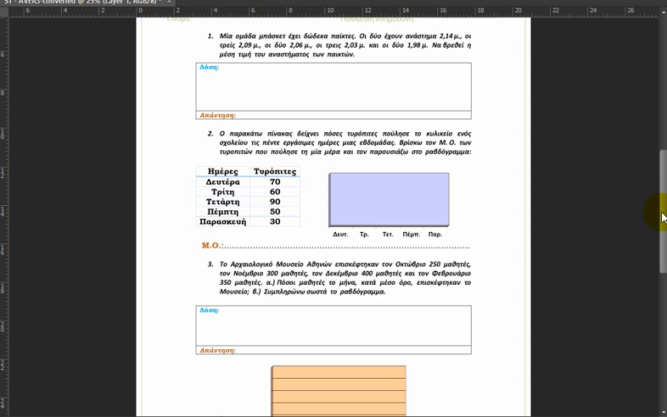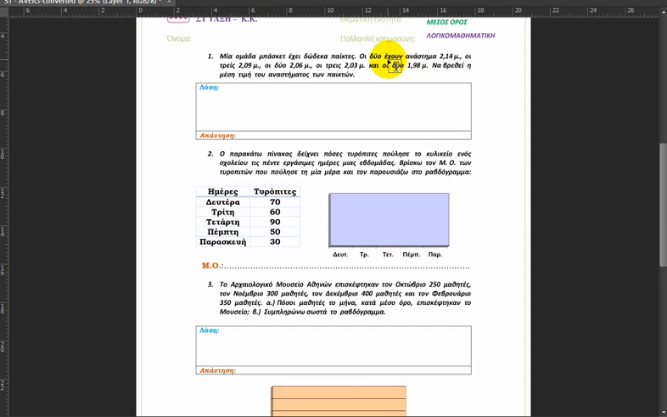Now, we have a basketball team here. 12 players. 2 of them are 2.14 meters. 3 of them are 2.09 meters. 2 of them are 2.06 meters. 3 of them are 2.03 meters. And 2 of them are 1.98 meters. And the problem wants us to find the average height of the team.